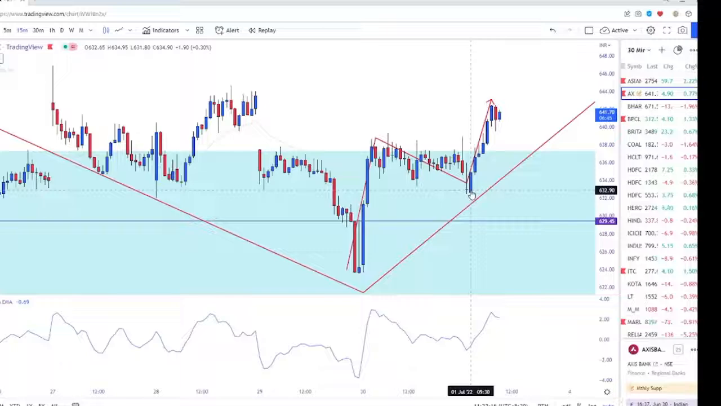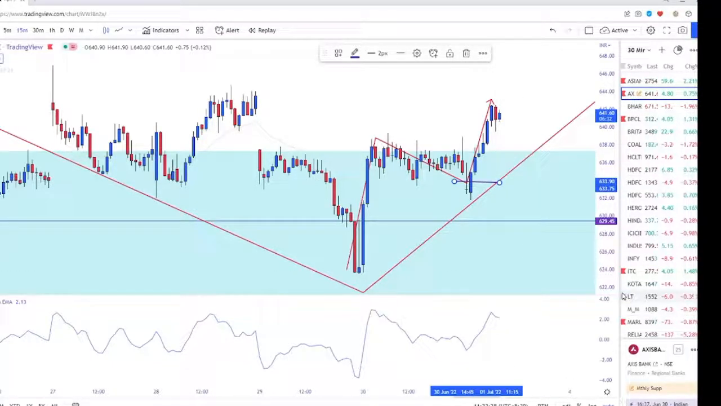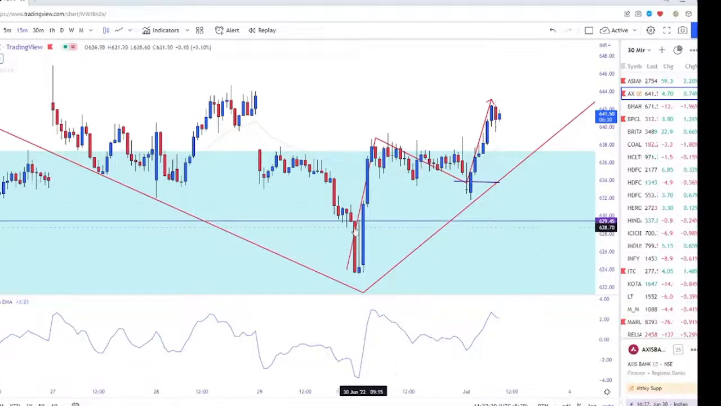So the pullback, and one more thing I want to highlight here is that the pullback has been very weak, shallow, which is a good thing. When it's going up quite strong, and then when it's coming down it's a bit weak, which is a great sign. That shows that bears are weak. This is where we entered, and my initial stop loss would be just around the swing low.